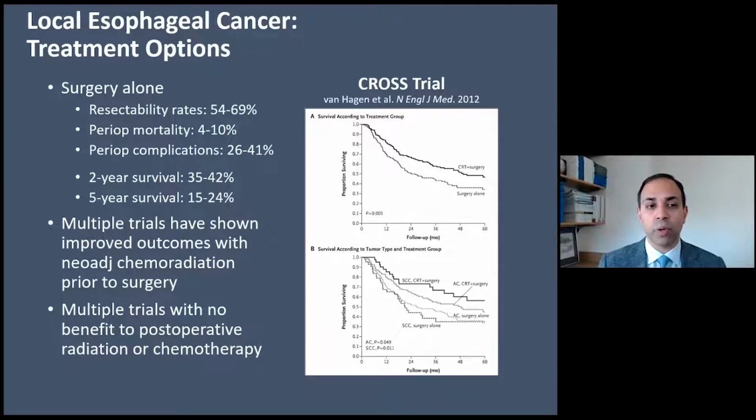When broken down by tumor histology, these improvements were seen in both patients with squamous cell carcinomas or with adenocarcinomas. However, the best outcomes were seen in those patients with squamous cell carcinoma, which is generally a more radiosensitive tumor type.